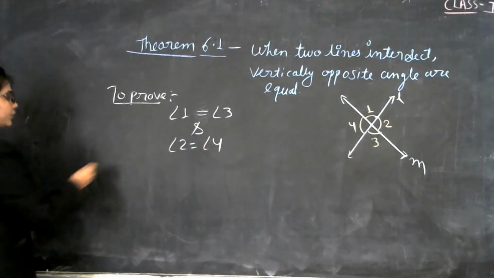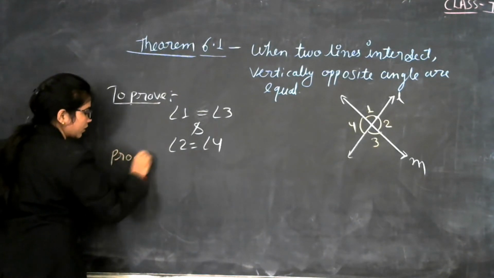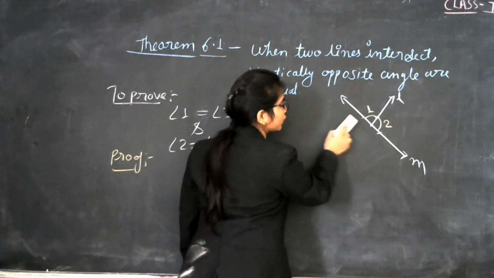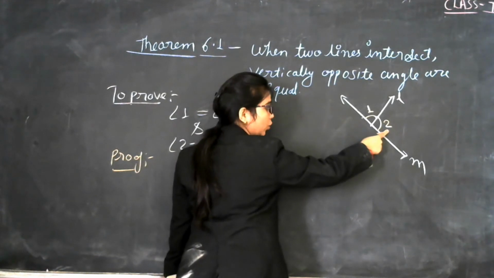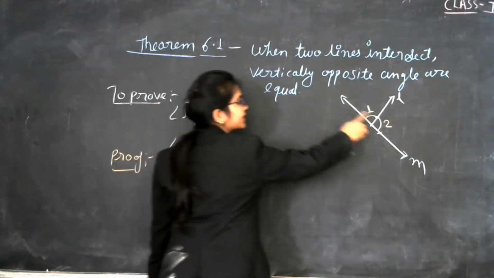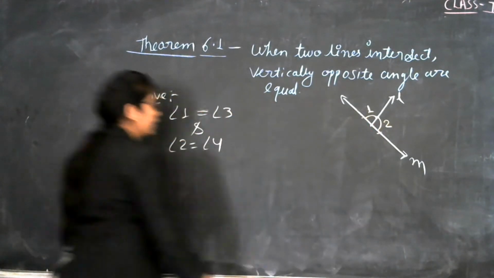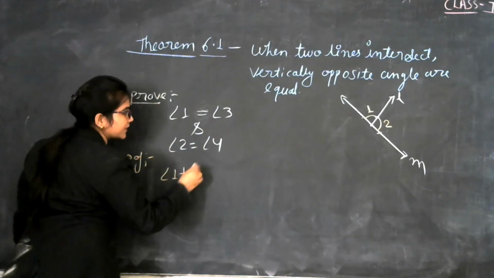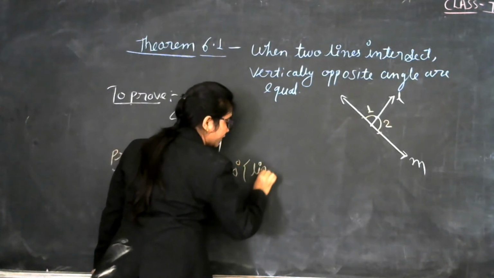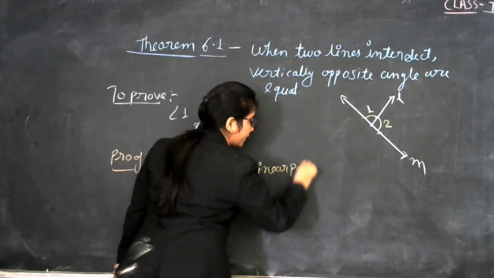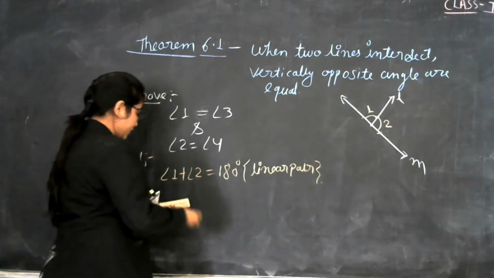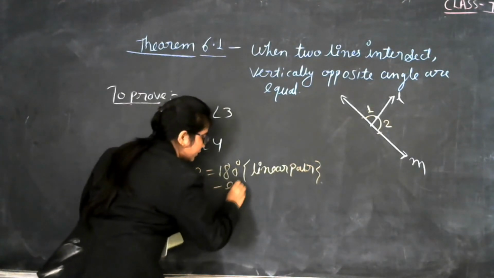Now start the solution. Suppose we remove this line, we can see that angle 1 and angle 2 form a linear pair, and the sum of the two adjacent angles is 180 degrees. So we can write angle 1 plus angle 2 is equal to 180 degrees, by the linear pair condition. This is equation 1.